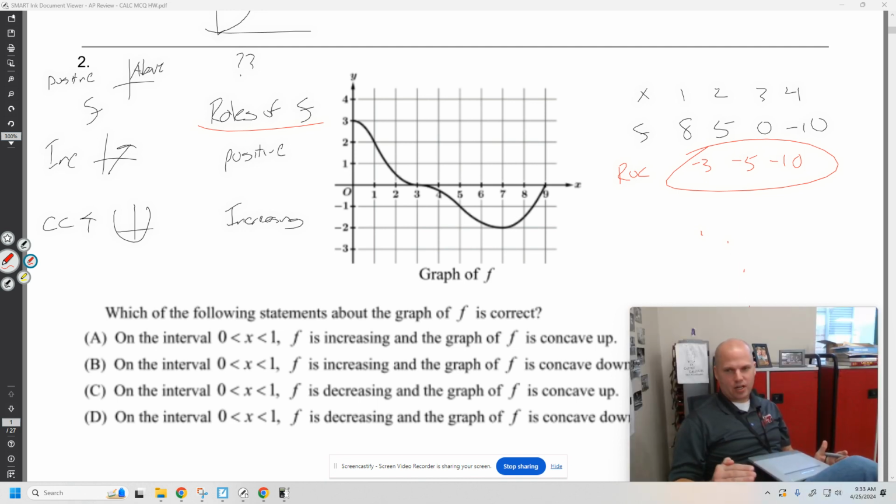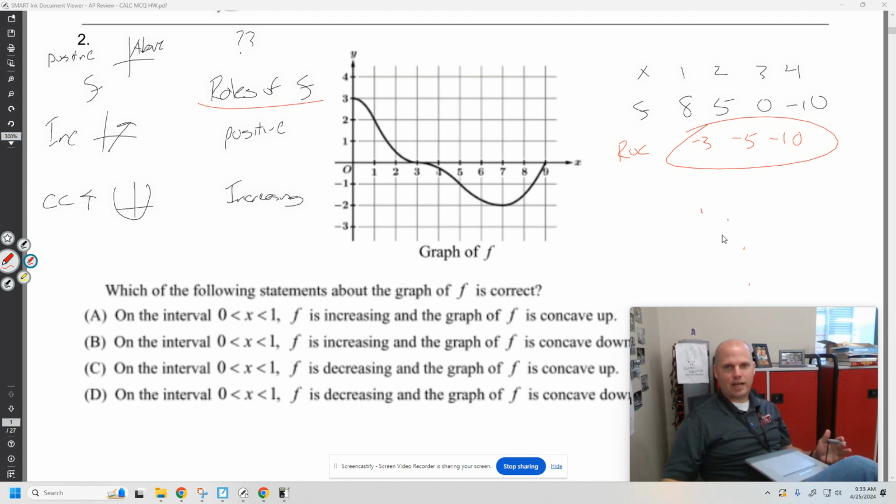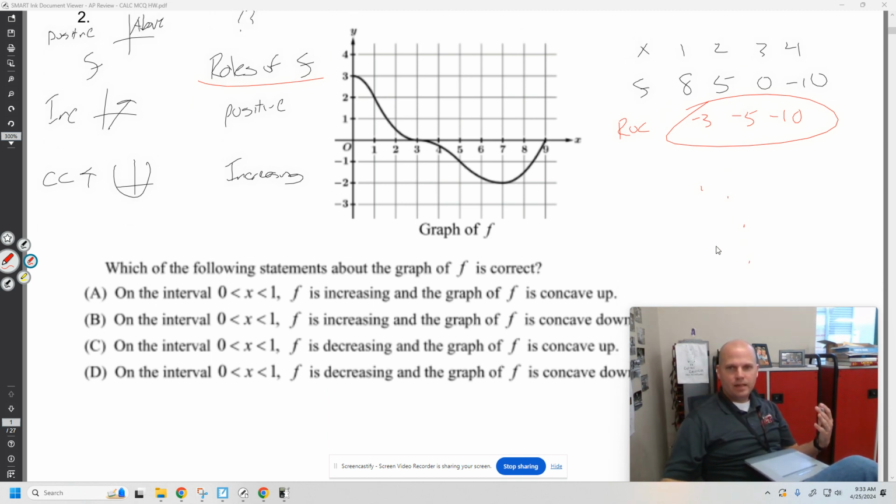So we got to get this in our brains, guys. We got to get it in our brains that it's not an absolute value. It's the values. 0 to 1, decreasing, concave down.